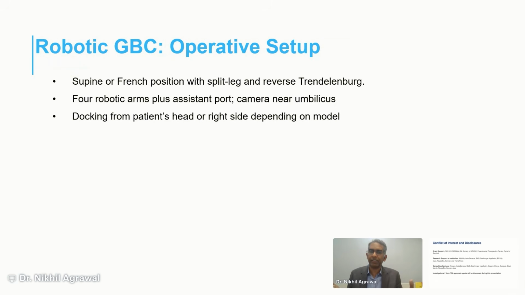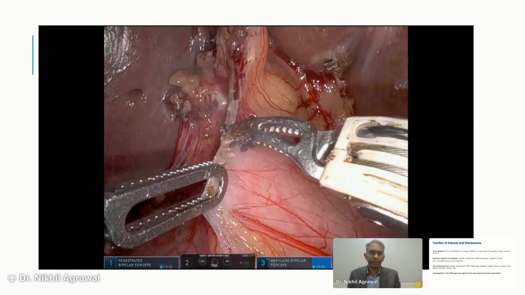The patient is in reverse Trendelenburg position, which is slightly head up and slightly right up. Generally we put a straight line slightly just above the umbilicus, and we shift the whole system slightly towards the right. If you're using a Da Vinci X, then the docking is from the patient's head side, and if you are using a Xi, then it generally comes from the right side.